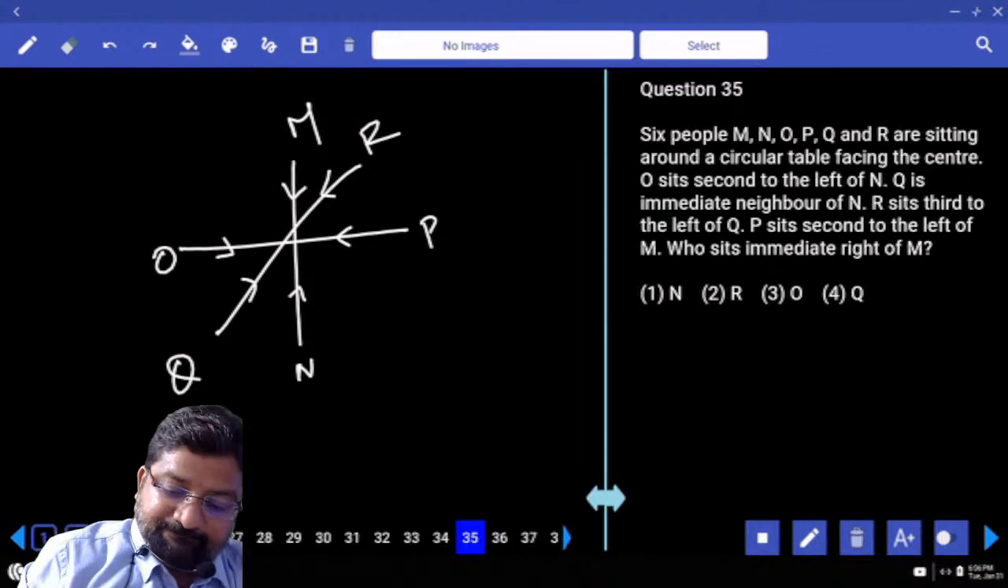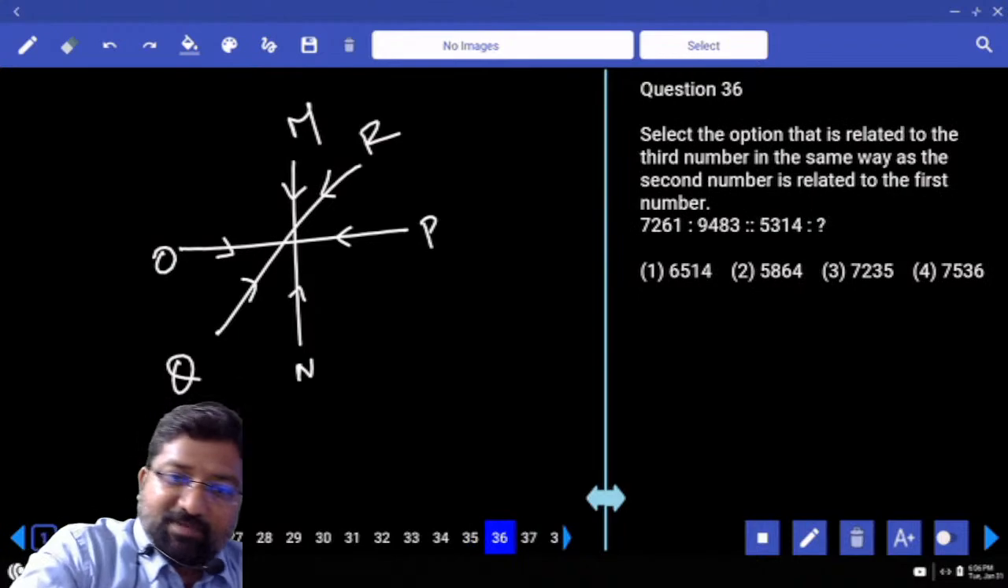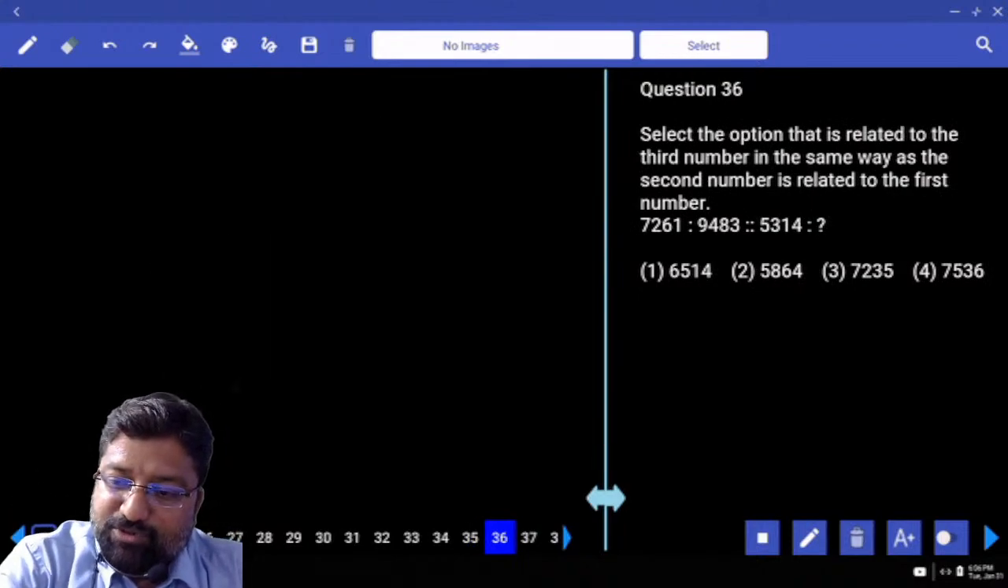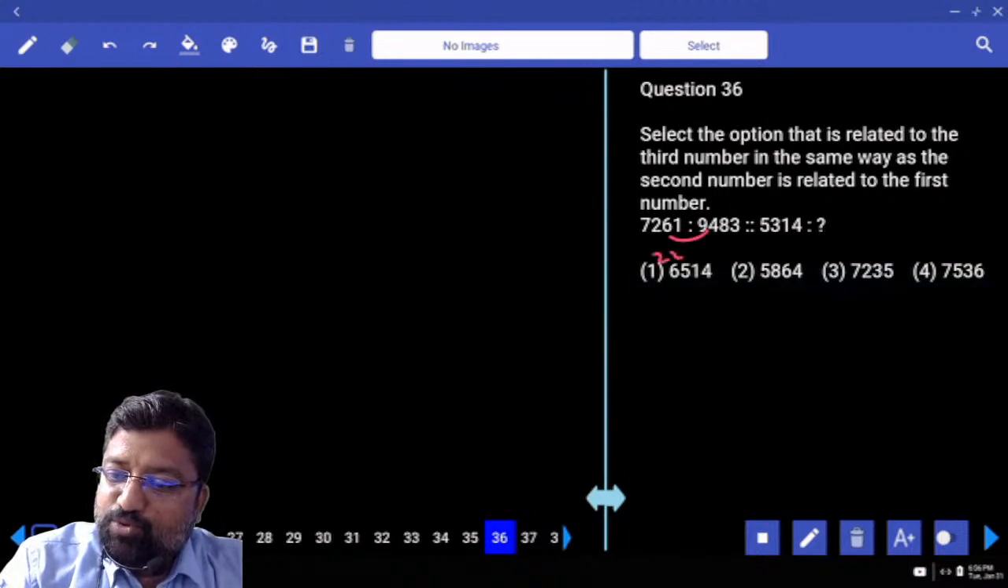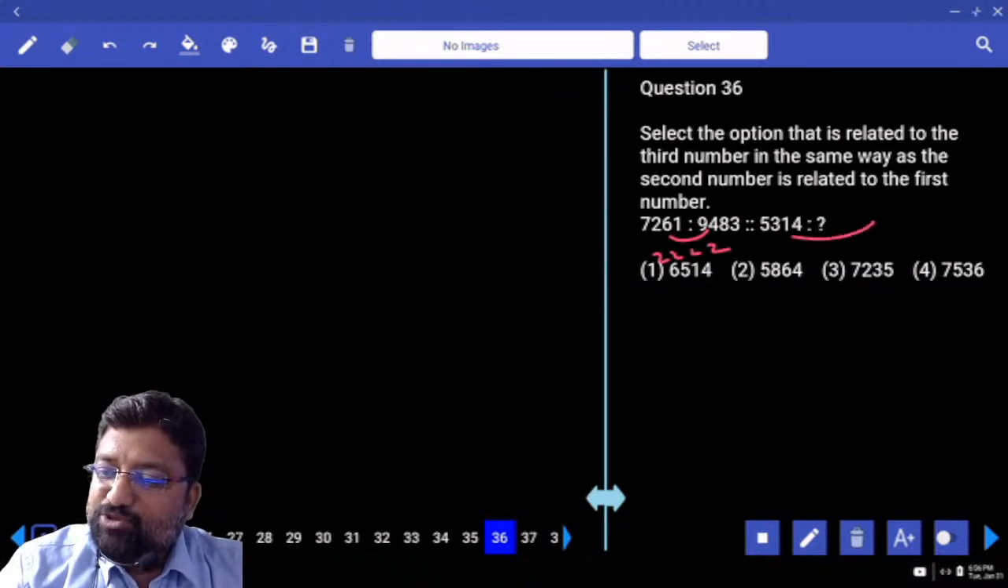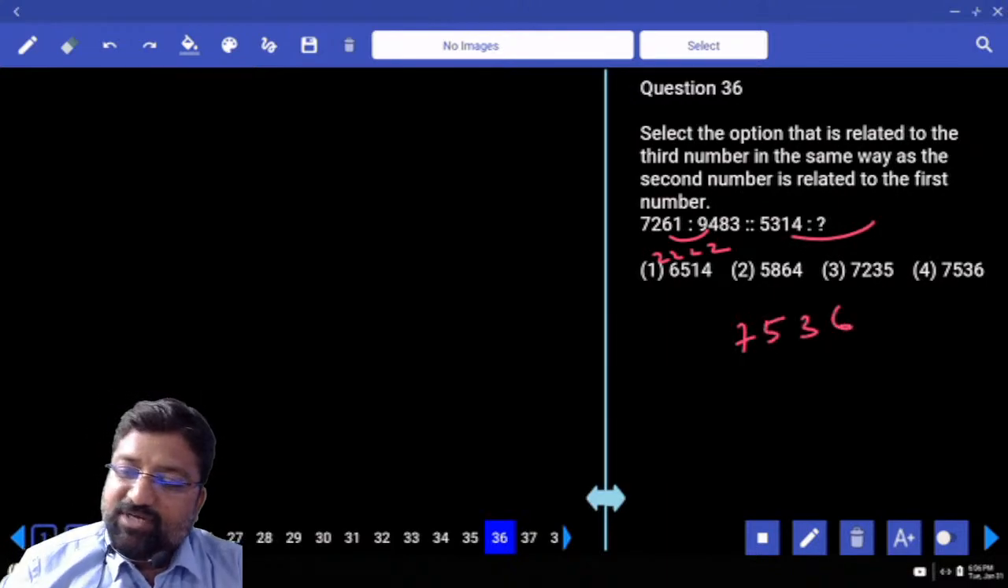O. 36. These are all techniques that you are supposed to learn. If you observe carefully here, the difference is 2, 2, 2, 2. Same story: 5 and 2 is 7, 3 and 2 is 5, 1 and 2 is 3, 4 and 2 is 6. Do you have it in the options?